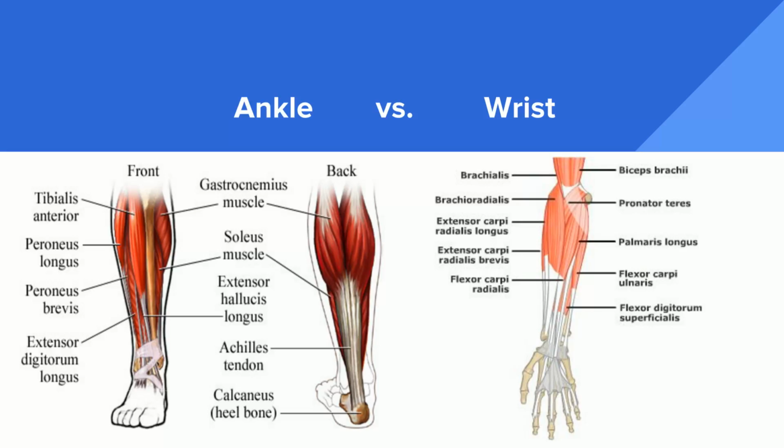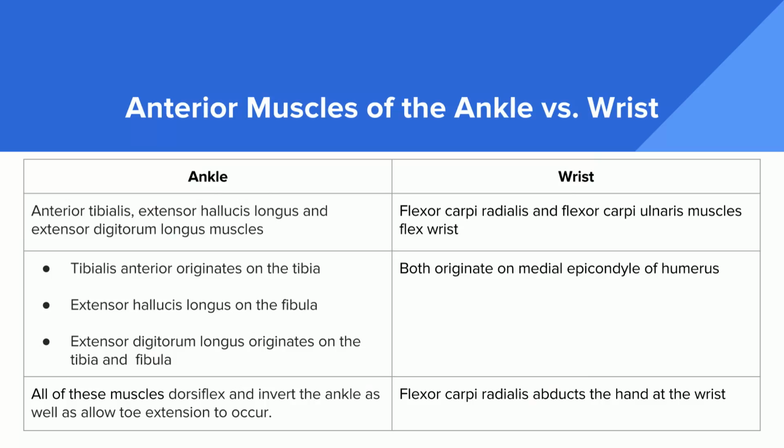Now to compare muscles that articulate the ankle with muscles that articulate the wrist. The anterior compartment of the wrist consists of the flexor carpi radialis, flexor carpi ulnaris, and palmaris longus, which flex the wrist, metacarpophalangeal joint, and the interphalangeal joints of the fingers.